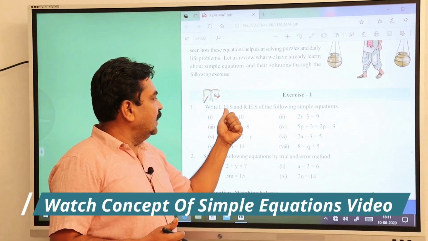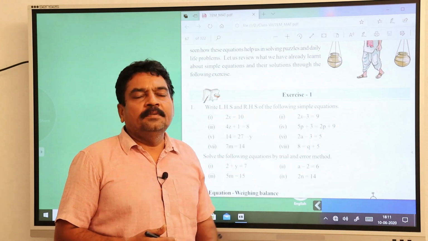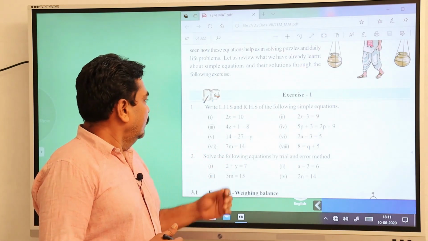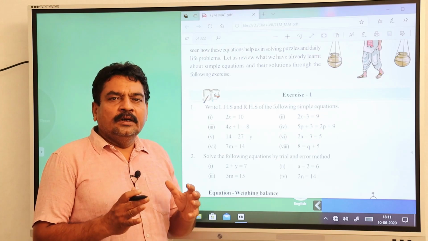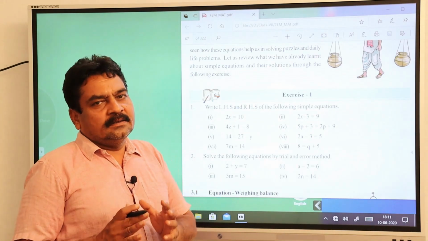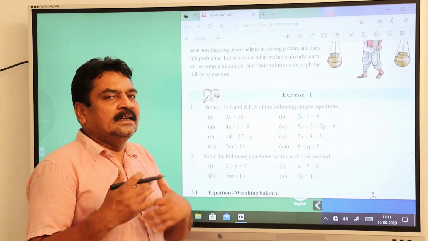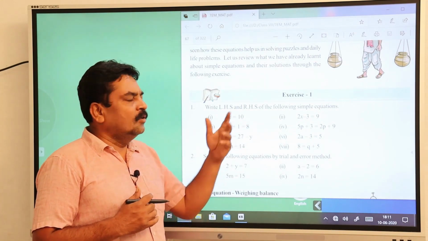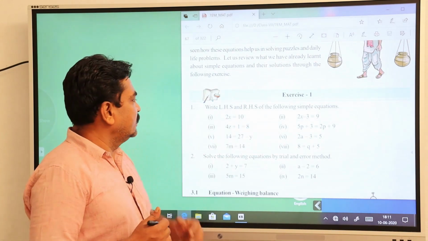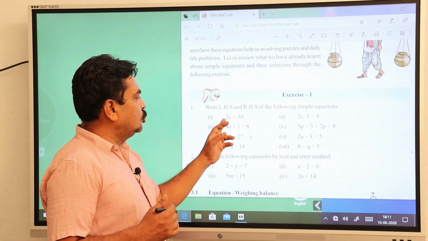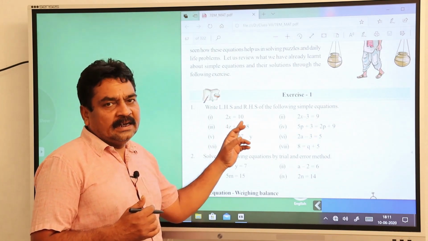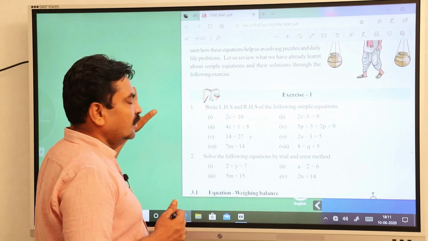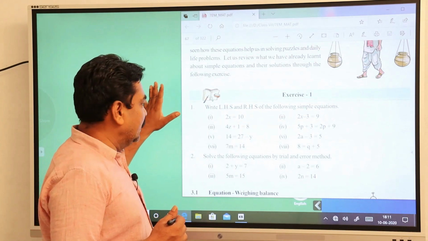First question: write LHS and RHS of the following simple equations. He is asking you to write down only LHS and RHS. That's all. He is not asking any other thing. We have to only mention what is LHS here and what is RHS. The first one is 2x is equal to 10. I'll write down this question here on this board and I'll then explain.